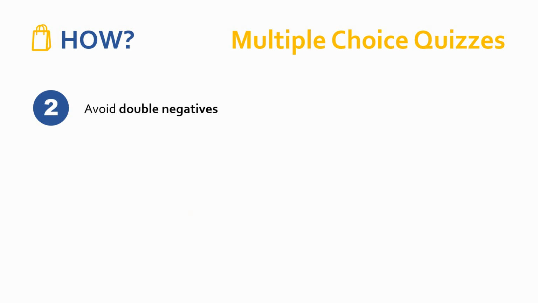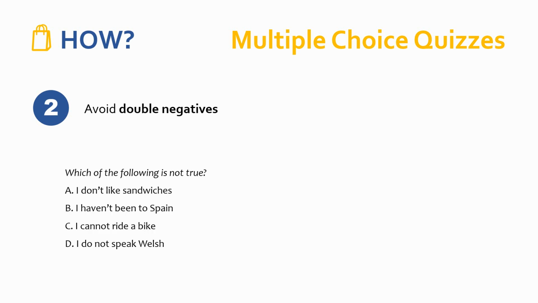Secondly, you should try as much as possible to avoid double negatives, and the essential point here is that the question should be as clear as possible. So here's a question that has double negatives in. Which of the following is not true? I don't like sandwiches, I haven't been to Spain, I cannot ride a bike, I do not speak Welsh. Now if you're anything like me, that sends my brain into a bit of a spin, trying to work out how the double negatives work together.